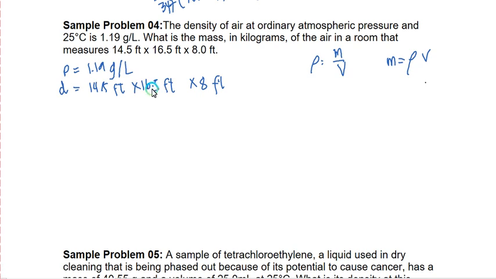Since we have both metric units and English units, so our mass is equal to the given density, which is 1.19 gram per liter, multiplied by the volume. One technique you can do is to convert first into its equivalent in terms of metric units. For example, the 14.5 feet, convert it first into cm cube or centimeter cube.